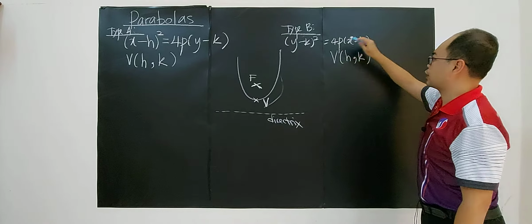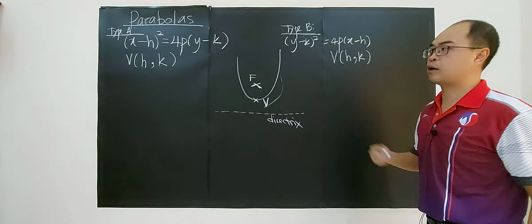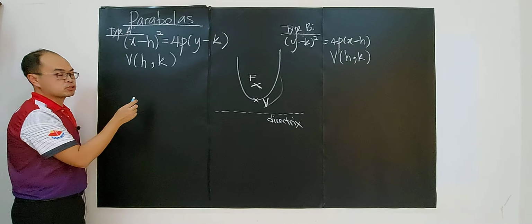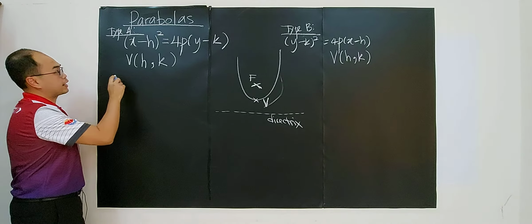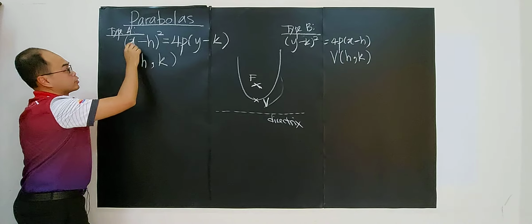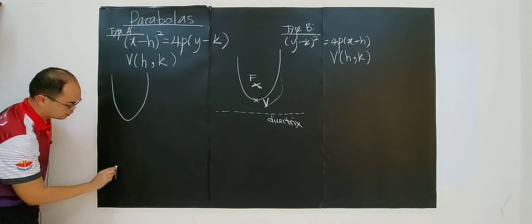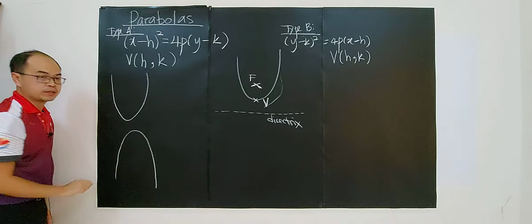Alright, negative h, h, k. This is how we read the vertex here. Later, the most important thing is this one. If you look at this, for this type of case, the graph is either open upwards or open downwards.